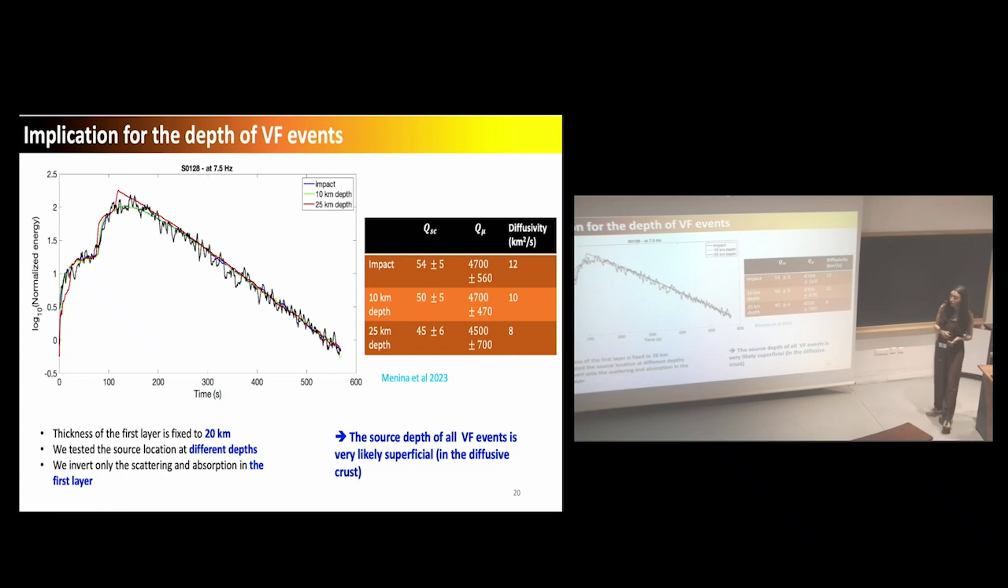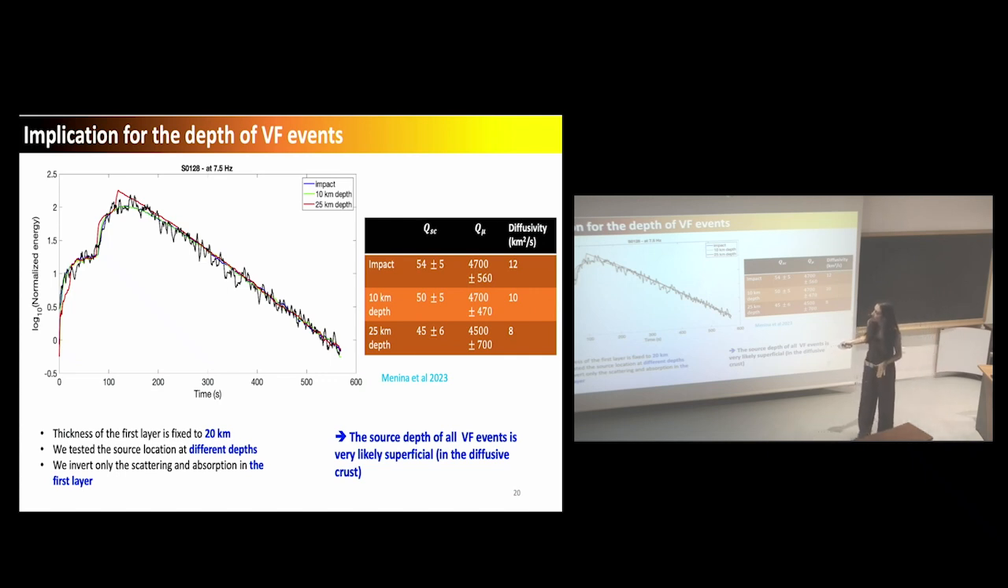And so we worked also on the source. What we tried to do here, we used this event, and this time we changed the depth of the source. At first it was supposed to be an impact, and then we supposed that the source is actually deeper, so 10 kilometers in the diffusive layer and 25 kilometers below the diffusive layer. So the results are here.